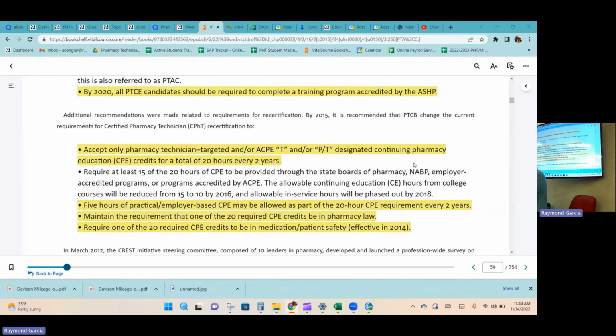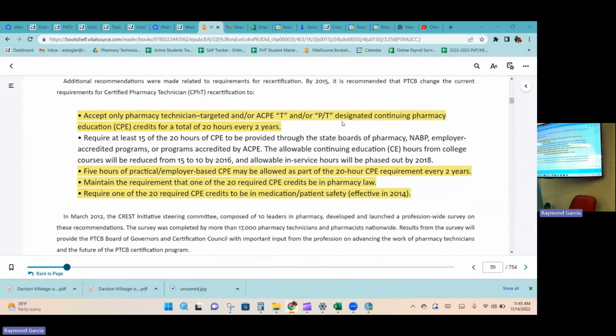But obviously for your homework or whatever, use this information. Require at least 15 of the 20 hours of CPE to be provided through the state boards of pharmacy, NABP, employer accredited programs or programs accredited by ACP. The allowable continuing education hours from college courses will be reduced from 15 to 20 by 2016, and allowable in-service hours will be phased out by 2018.